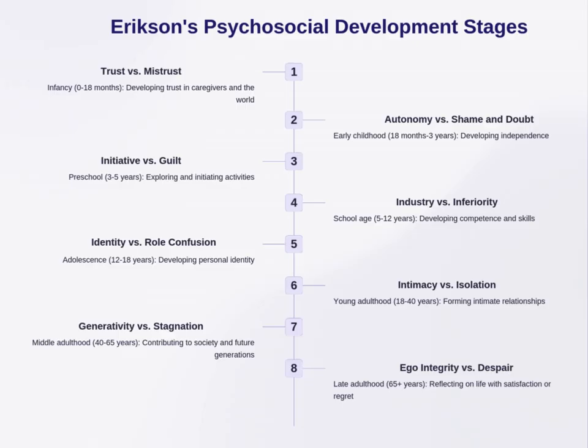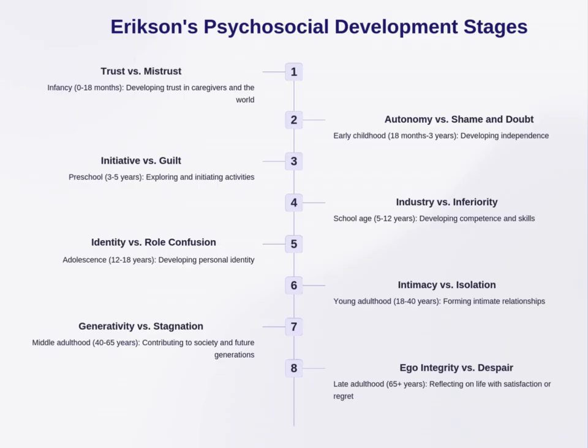Initiative versus guilt is preschool, so typically 3 to 5. They're exploring and initiating activities. That's very much the "I'll do it myself" stage. And then 4 is industry versus inferiority. So that's school age children, the industry being school. That's about 5 to 12. That's the big deal in their life at that point, school, right?